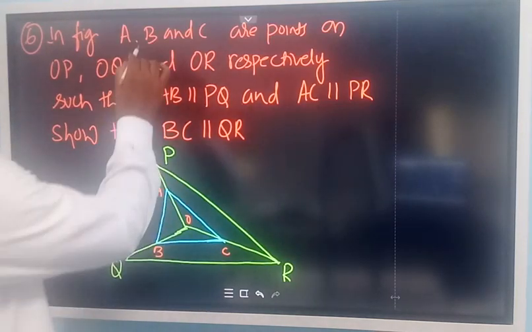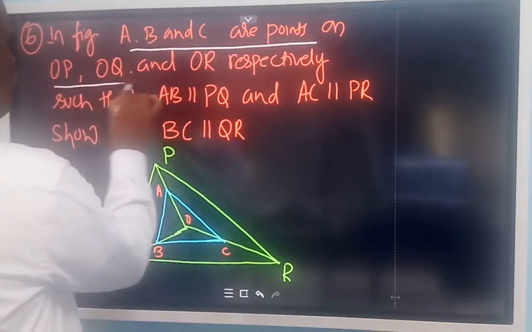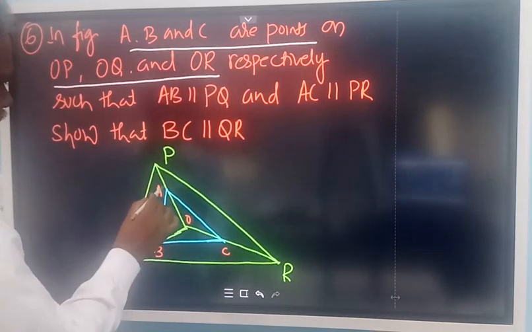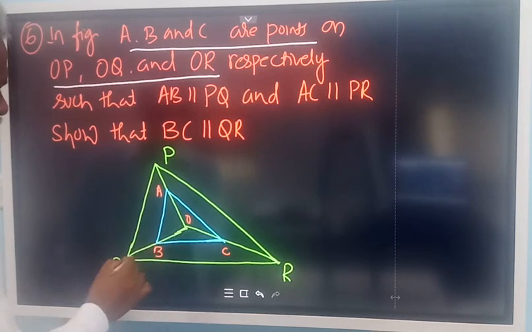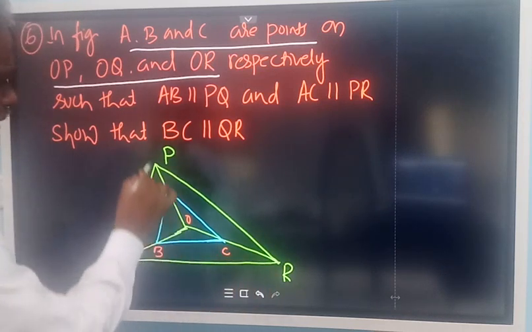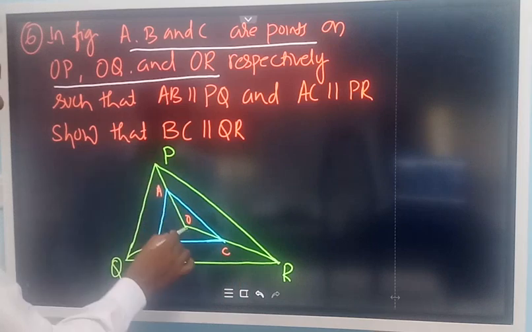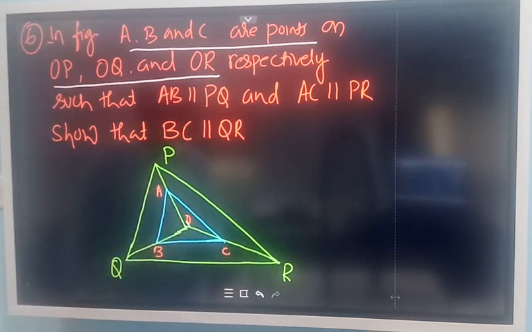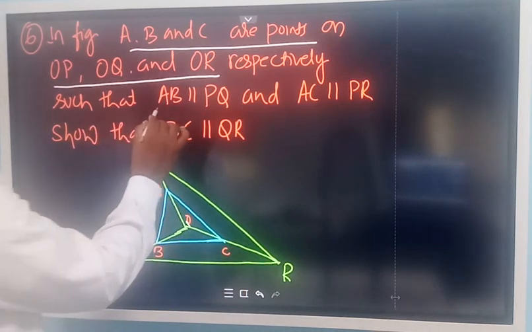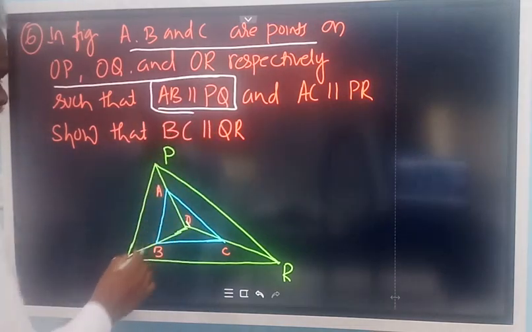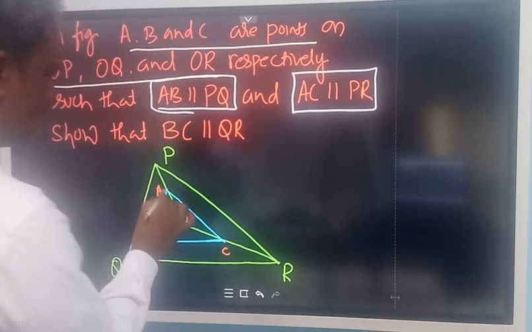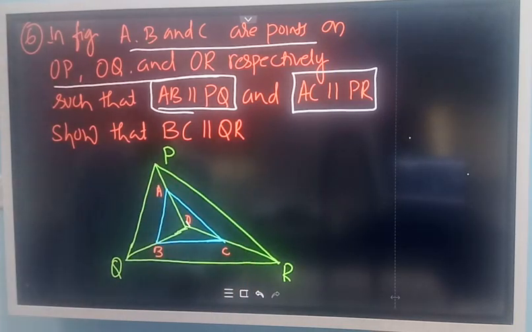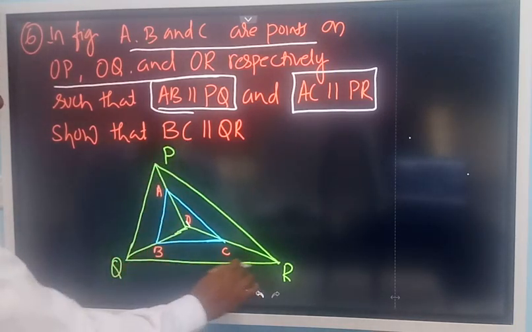Look at question number 6 here. In the figure, A, B, C are points on the sides OP, OQ and OR. A is a point on OP, B is a point on OQ and C is a point on OR. Such that AB is parallel to PQ and AC is parallel to PR. You have to show that BC is also parallel to QR.